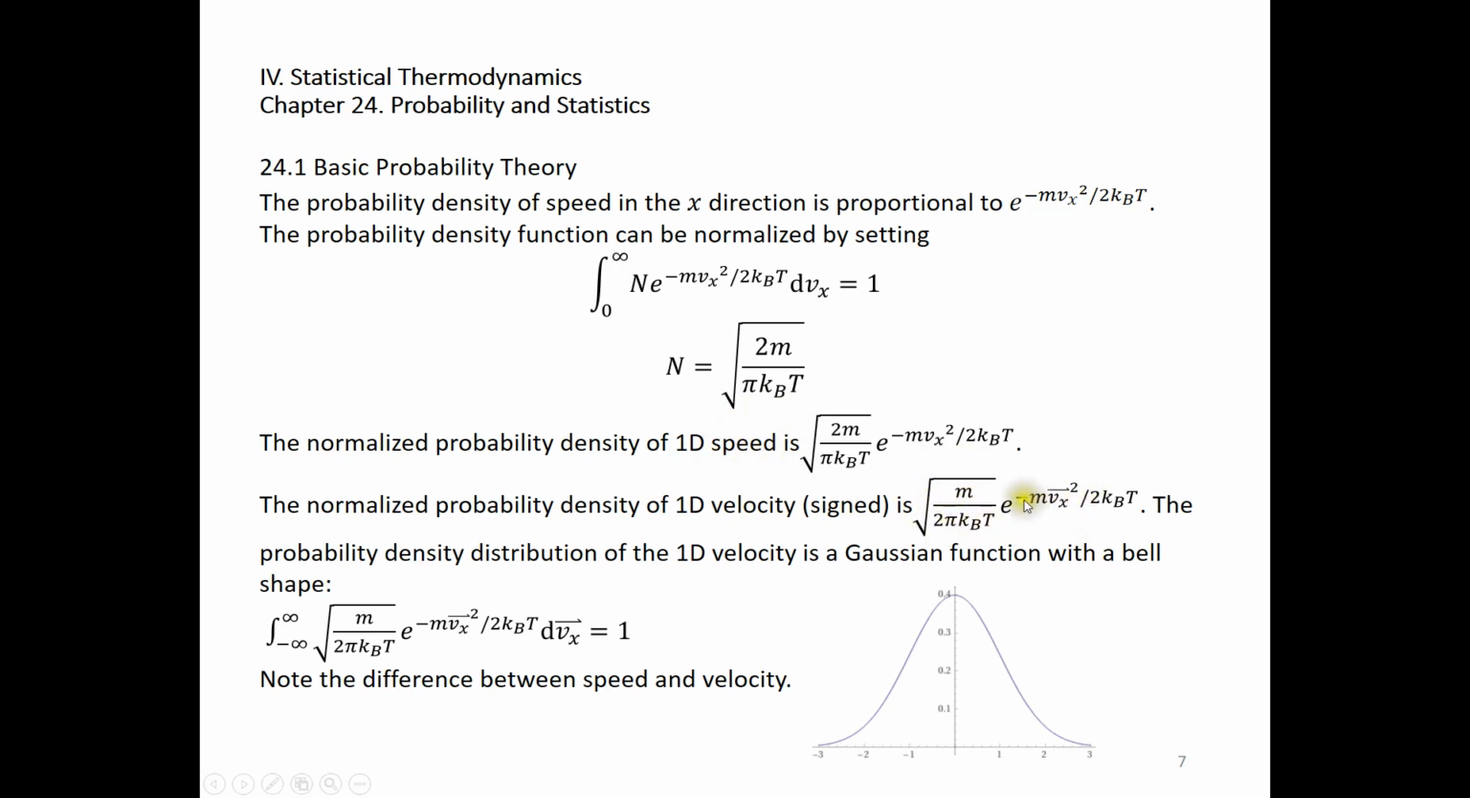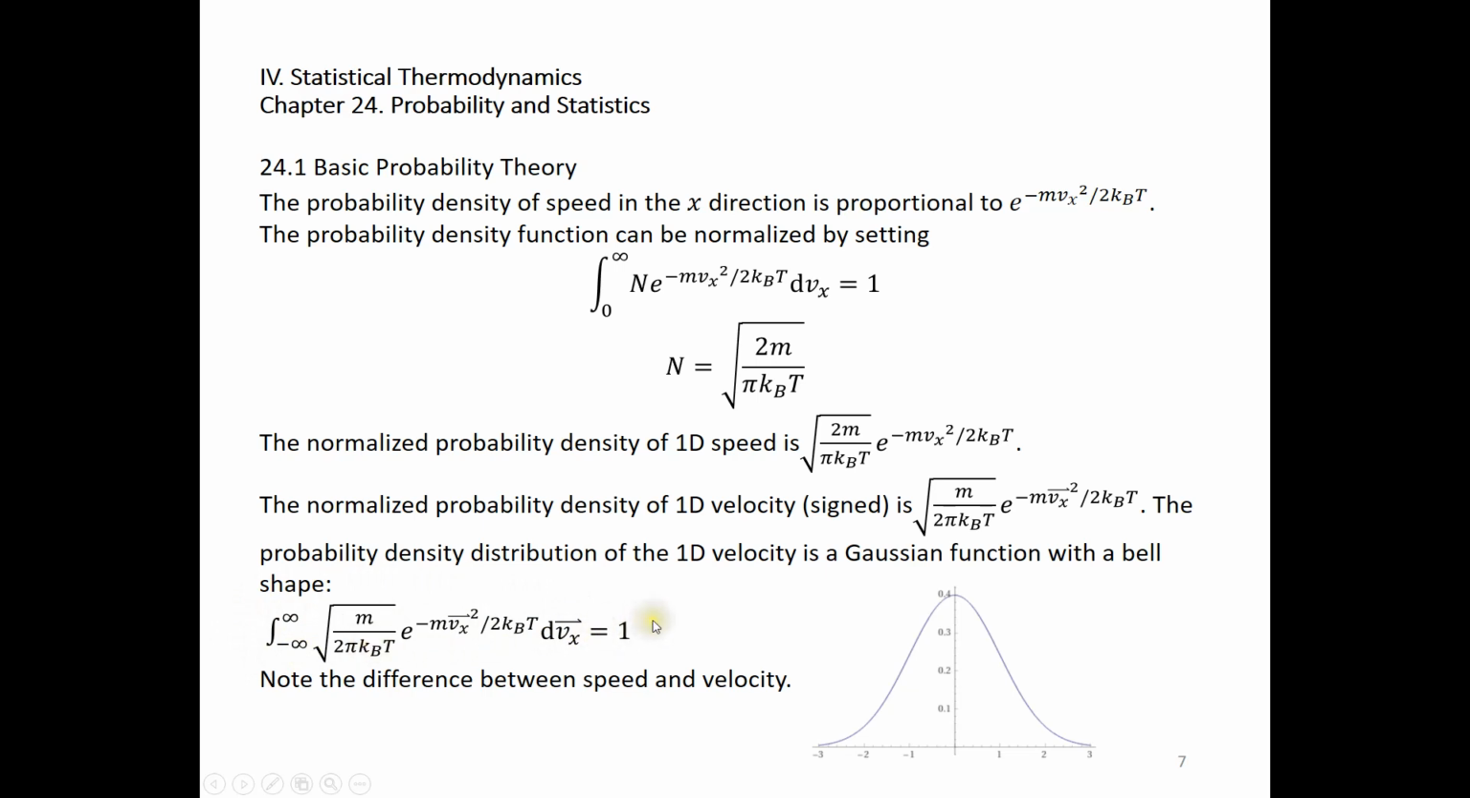And on top, I should have this negative m velocity squared over 2 kBT. But it turns out this squared is the same as the speed squared. Alright? Because negative 1 squared is also 1. The probability density distribution of the one-dimensional velocity is a Gaussian function. Okay, for velocity, it's going to be a Gaussian function, bell shape. It looks like this. And if you integrate the normalized probability density for velocity, so if you do this from negative infinity to positive infinity, you'll get 100%.